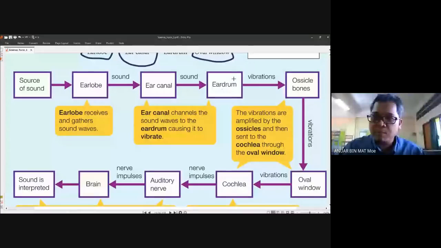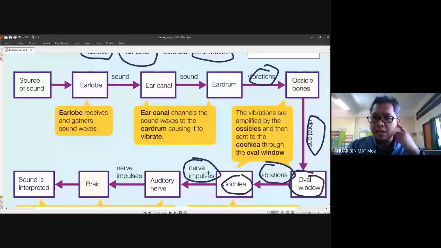It will vibrate, and then it will also vibrate the ossicle bones. And then from the ossicle bones, it goes to the oval window, which vibrates also, to the cochlea, and then to the nerve impulse. The nerve impulse is the signal from the cochlea that goes to the brain through the auditory nerve.